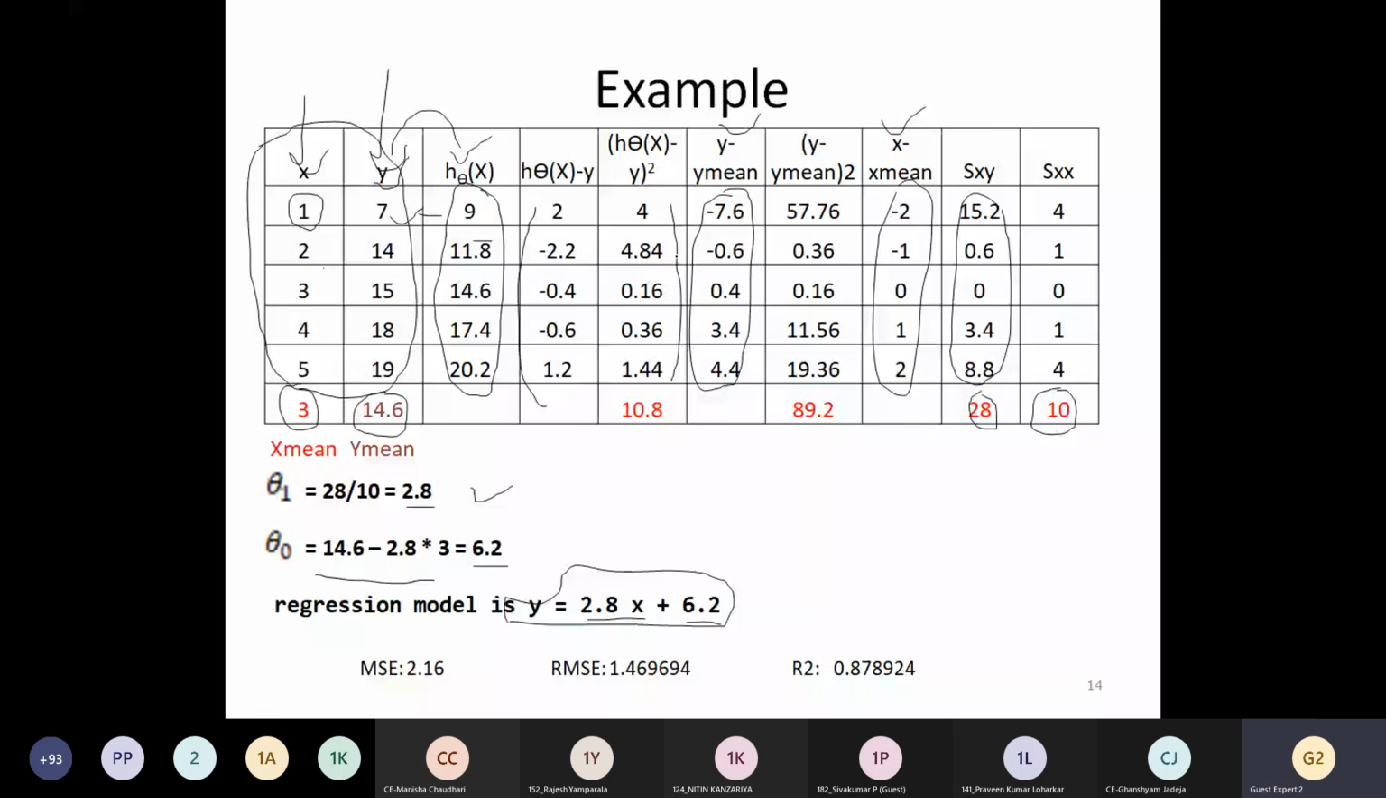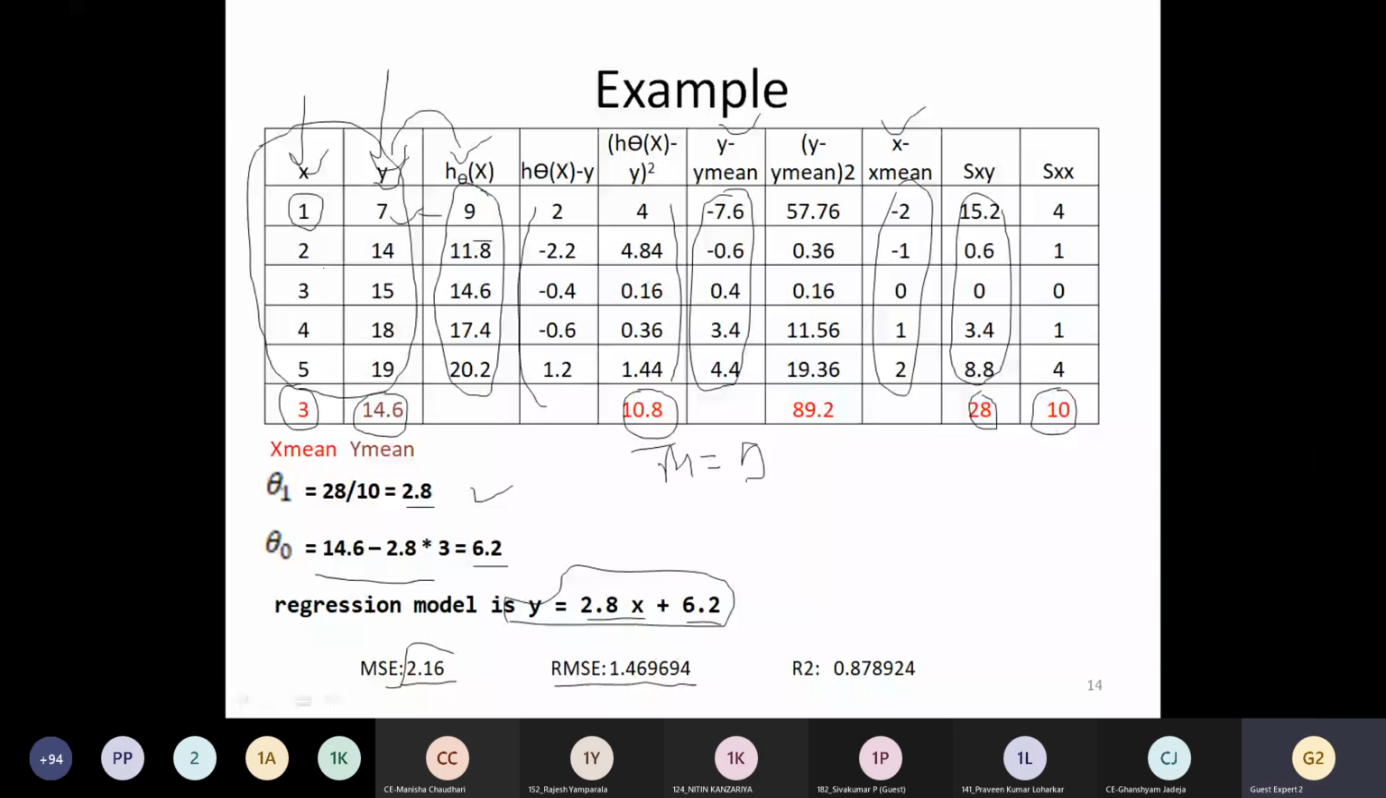So mean square error is what? Square of residual upon m. M is equal to what? Total number of data set, that is equal to 5. So 10.8 upon 5 is equal to 2.16. That is our mean square error. Root mean square error means the square root of this.